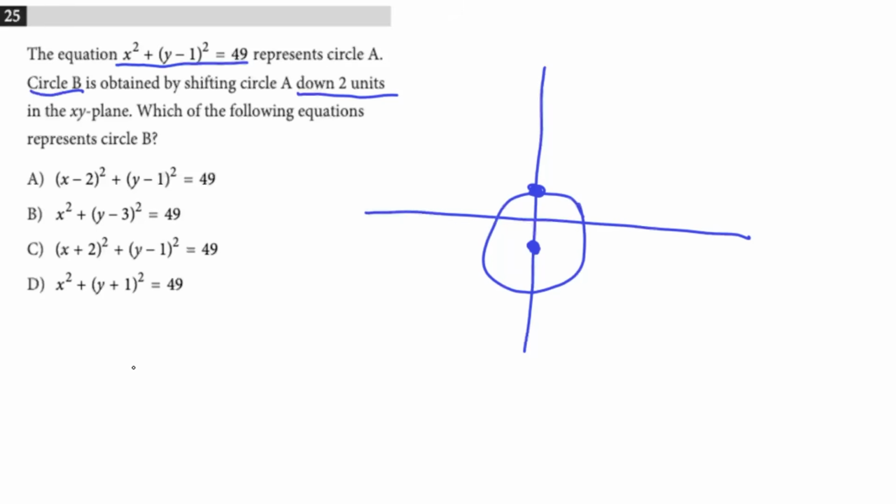So basically the equation needs to have a center of (0, -1). So which of these has a center of (0, -1)? It's going to be D, and that will be our answer.